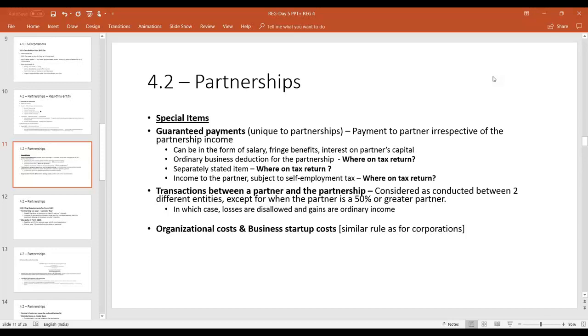A deduction of organizational and business startup costs, same rules as what we had for corporations. There's a separate $5,000 organizational cost that's allowed and a separate $5,000 business startup cost that is allowed.